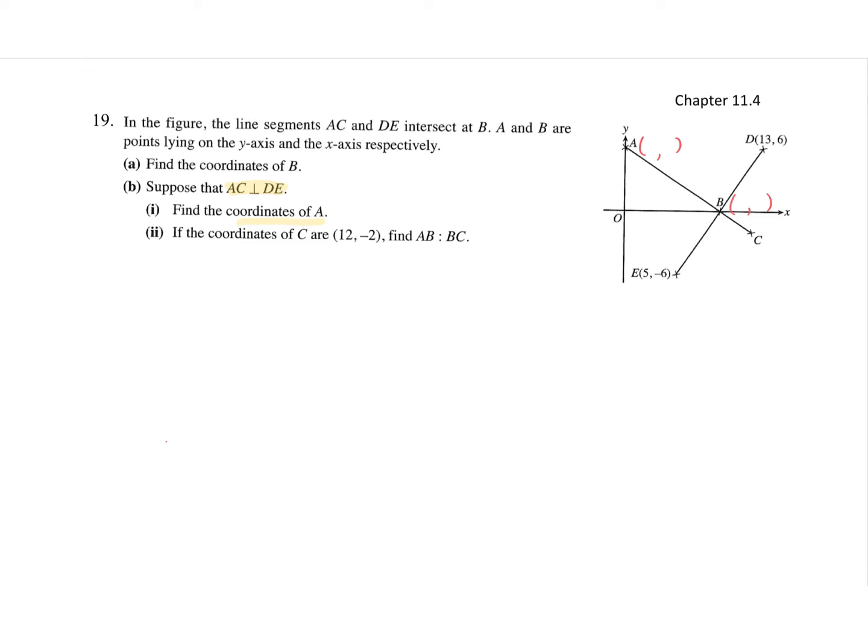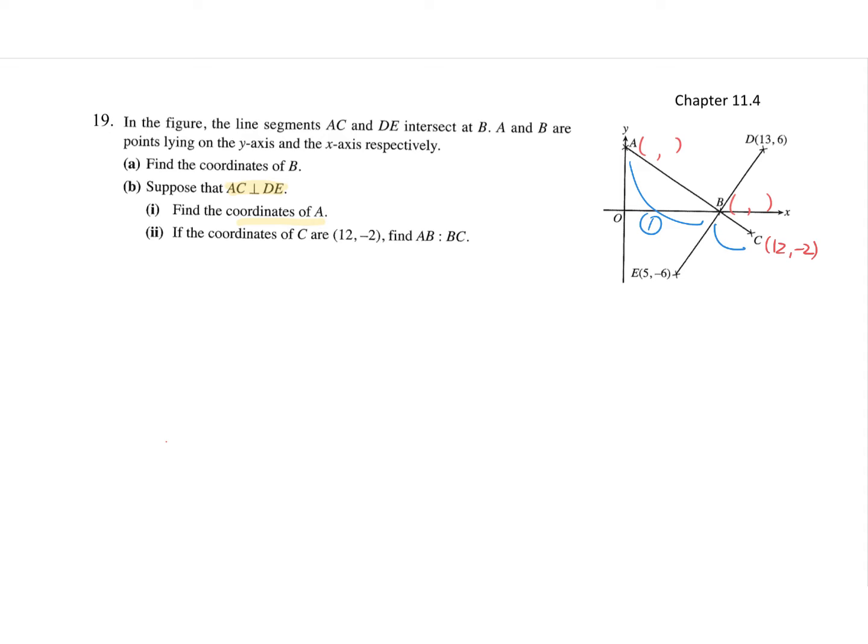Again, for A, one of these two coordinates is 0. That means you only have one unknown to solve. By this time you should know the coordinates of B already. Then, again, these 3 points lie on the same line. What ways can you use to solve for the coordinates of A? All right, after you found the coordinates of A and B, and now you know the coordinates of C is this.